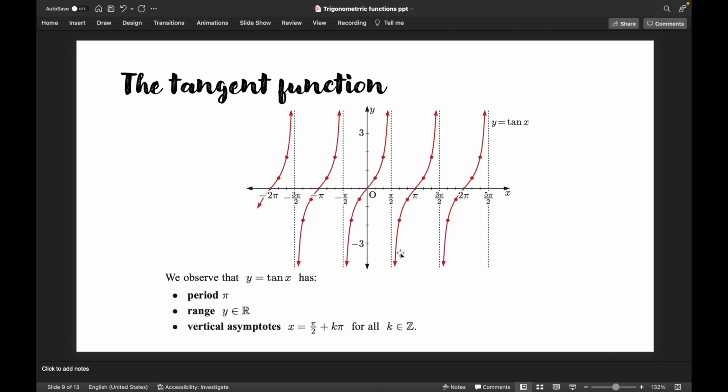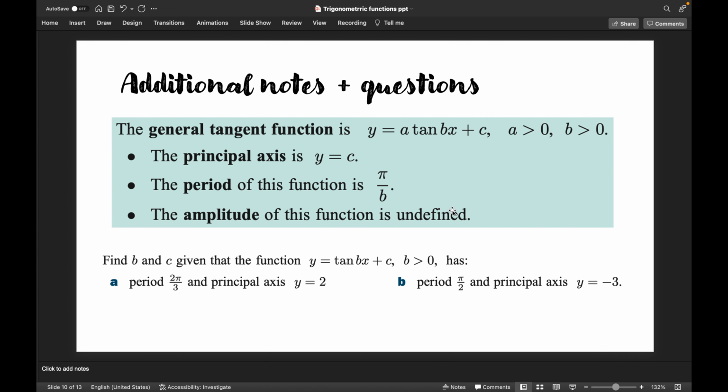And the amplitude of this function is undefined. The reason for this is because it always increases. This function is never ending. The value of y will keep increasing in this direction, and it will move towards negative infinity in this direction. So therefore it's undefined. If this is clear, let's move on to a few questions. First, try to solve these questions and then we'll work through it together.